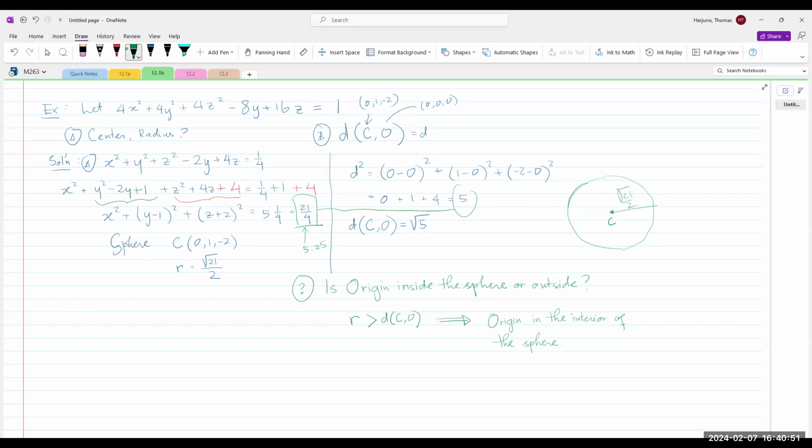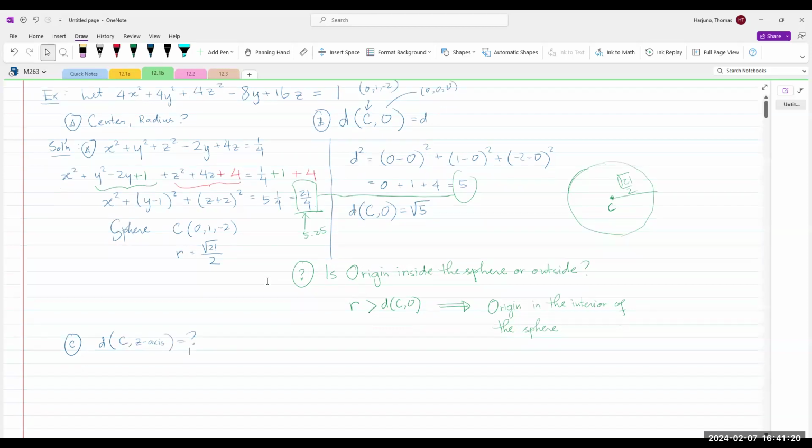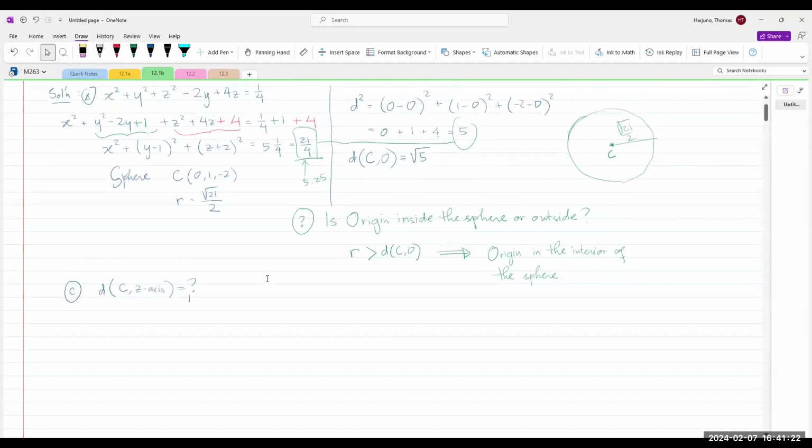Okay, now another thing we can do, we can ask, for example, I think I like this question more. Okay, what is the distance between the center of the sphere to the z-axis? How do you approach this? Now, sometimes before you answer a question, try to imagine first.